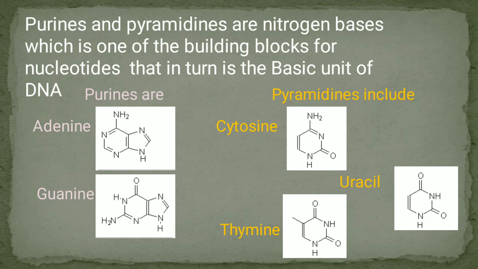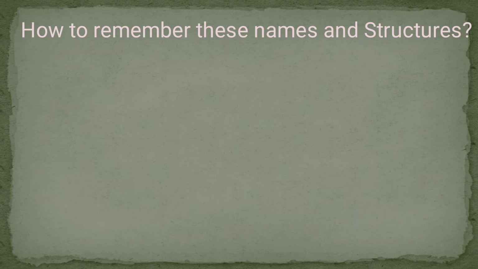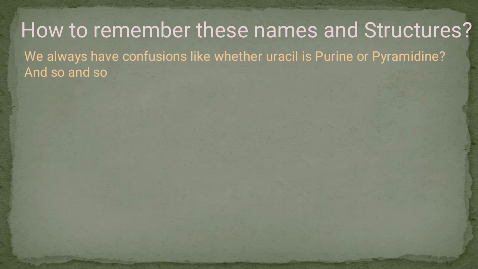We know the names now, but after some time we will definitely forget the names and the structures. So how can we remember all these 5 structures and names and categorize them into purines and pyrimidines? So how can we remember? First, as I told you, the first confusion is whether uracil is purine or pyrimidine, or guanine is purine or pyrimidine.